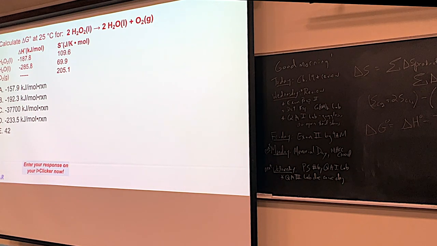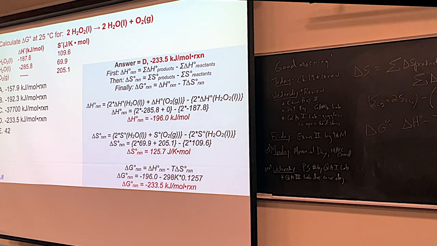This is a question, same kind of problem: delta H, delta S, find delta G. In this problem, you want to find delta H first, products minus reactants, find delta S, products minus reactants, and then combine them to find delta G. It's a lot of math, but it's all stuff you can do. Make sure you turn joules to kilojoules before. Make sure you use Kelvin temperatures, not Celsius.